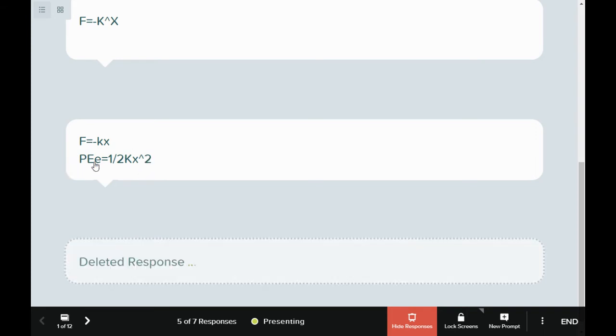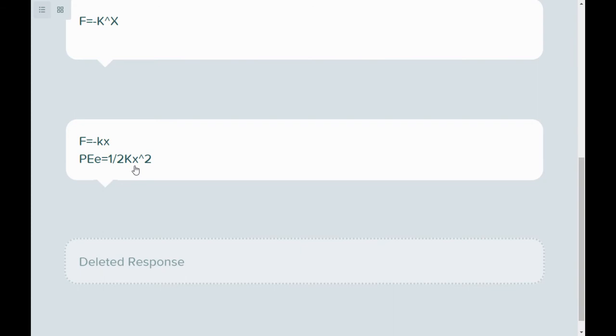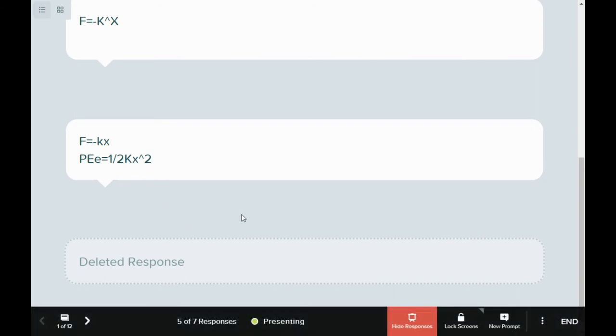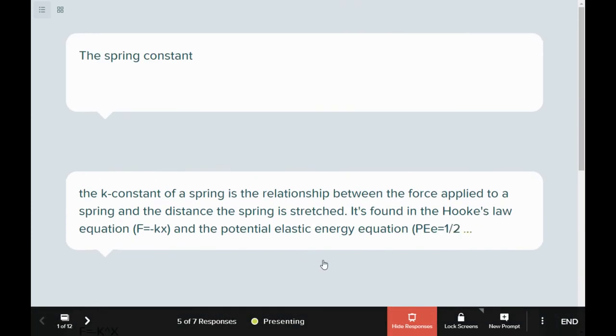And then here is the potential energy of a spring. The K here is the same K as that, and this X is still the same X as that. Remember, the X part of it is the difference between how long the spring is normally and how long it is when it's stretched out. So it's like a delta X, but it's not easy to type the delta symbol.